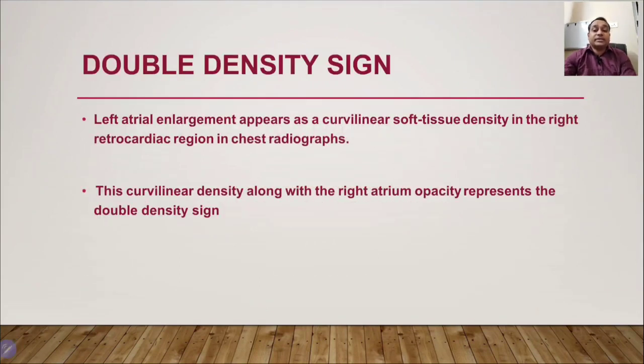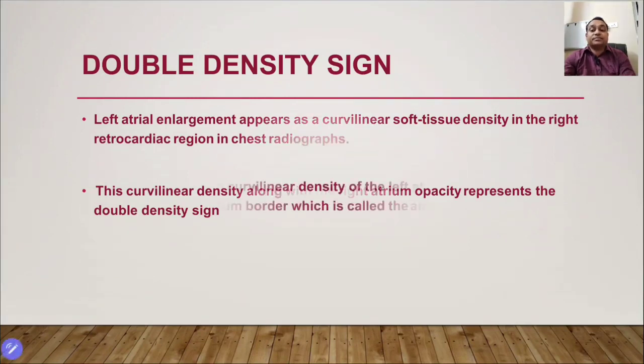What is the double density sign? When there is a left atrial enlargement because of any reason, it appears as a curvilinear soft tissue density in the right retrocardiac region in the chest radiograph. And this curvilinear density along with the right atrium opacity represents the double density sign. That's why it is called the double density sign.